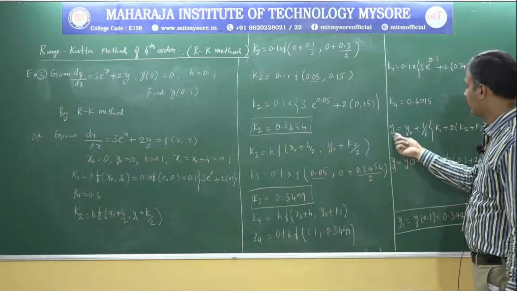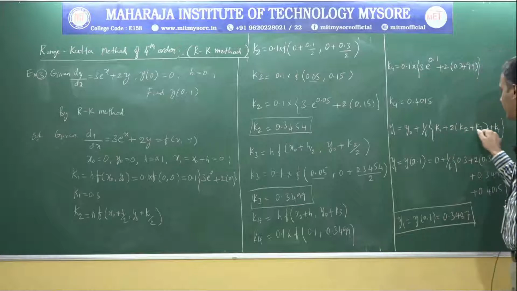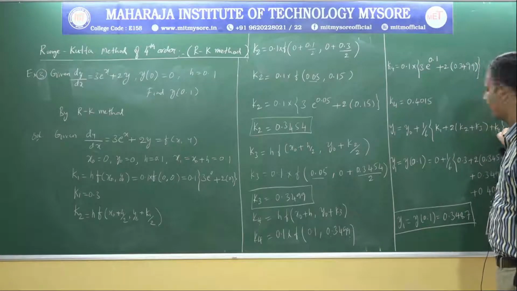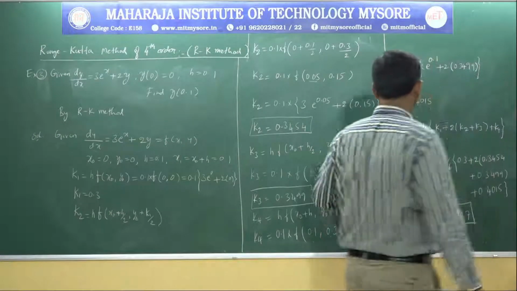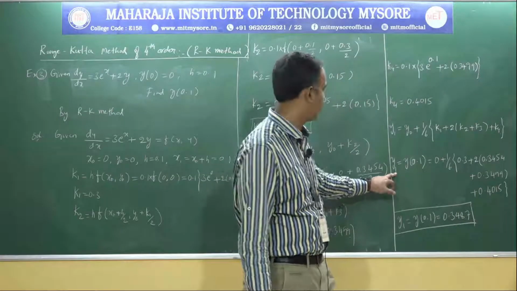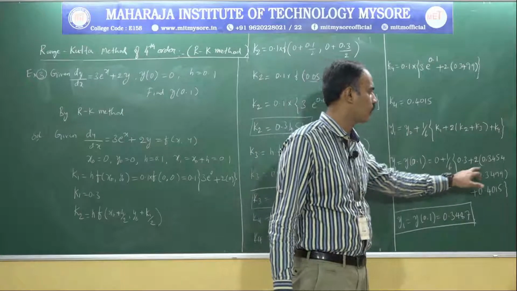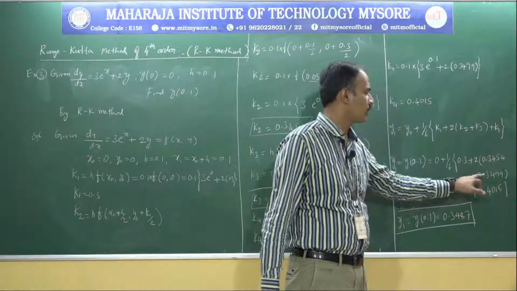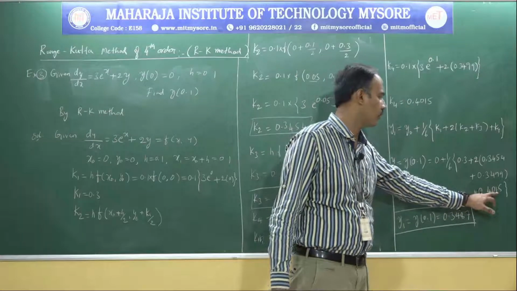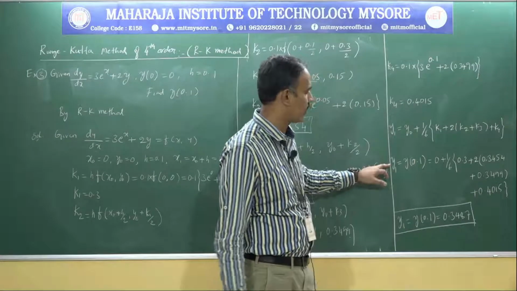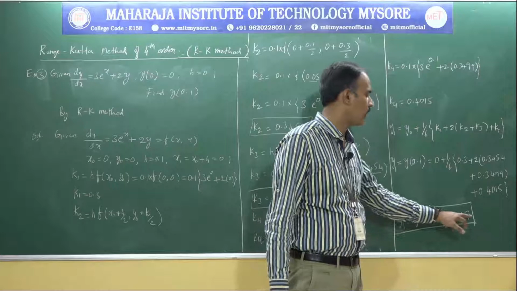With the help of a calculator, we simplify and get k4 as 0.4015. Now the next one, y1 to estimate: y naught plus 1 by 6 into k1 plus 2 k2 plus 2 k3 plus k4. So y1, that is y of 0.1, is 0 plus 1 by 6 into 0.3 plus 2 into 0.3454 plus 2 into 0.3499, plus 0.4015. With the help of a calculator we simplify. y1 is equal to y of 0.1, and we get 0.3487.